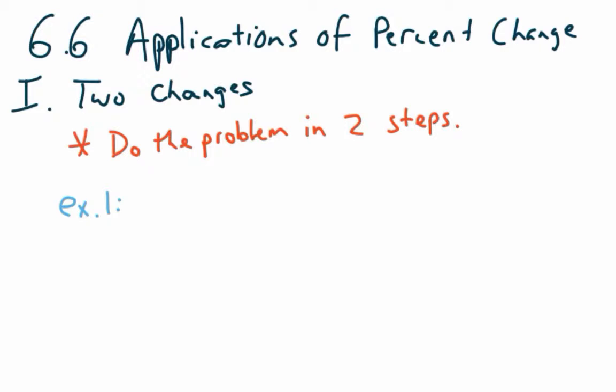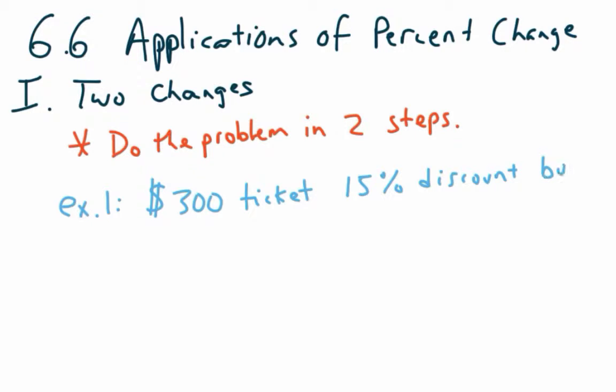So the first example, I'm going to abbreviate the writing a little bit, but say that you have a $300 plane ticket, and maybe your aunt is a flight attendant or something like that, so you're able to get a 15% discount. But you want to take your bike along with you, so you have to pay extra for that, and say they're going to charge you 15% more, plus 15% increase for luggage.